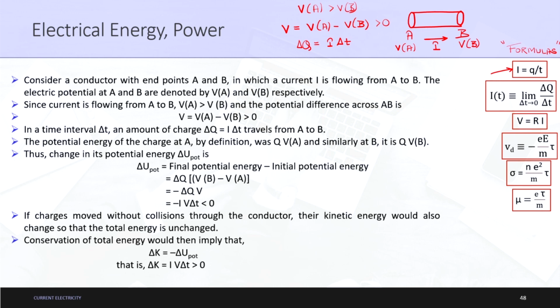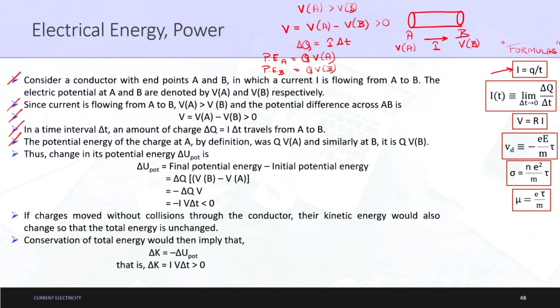So the potential energy of the charge at A by definition was Q V A, and similarly at B it is Q V B. So potential energy is nothing but a charge multiplied with the potential. So let me write the potential energy directly here. PE at A is equal to capital Q into V of A, and PE at B, it is just a definition, please do not go into different details here. The definition of potential energy is charge multiplied by potential. So Q into V of B. Okay, so this thing has been explained. We are just making a model so that we can understand the concept of electrical energy and power.